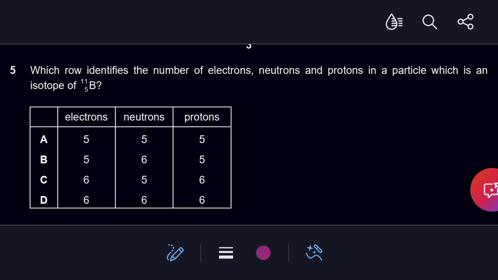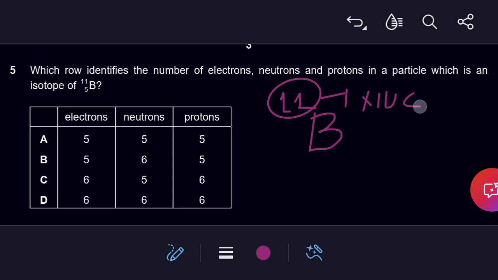Question number 5. Which rule identifies the number of electrons, neutrons and protons in a particle which is an isotope of boron, mass number 11 and proton number 5? So it's a little bit tricky question. You would say I am writing the symbol for boron, and the bigger number is always the atomic mass. In O-level chemistry, it's represented as the nucleon number. And the nucleon number is the sum of protons and neutrons. In simple terms we name it the atomic mass.